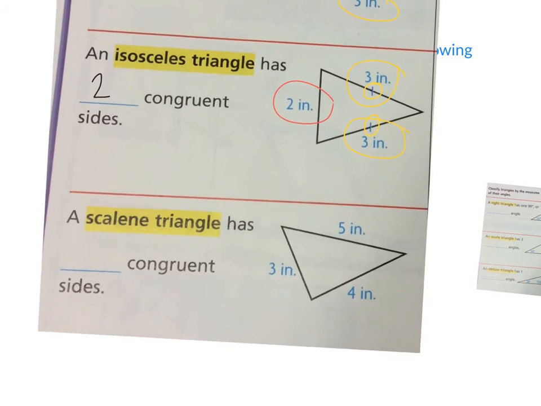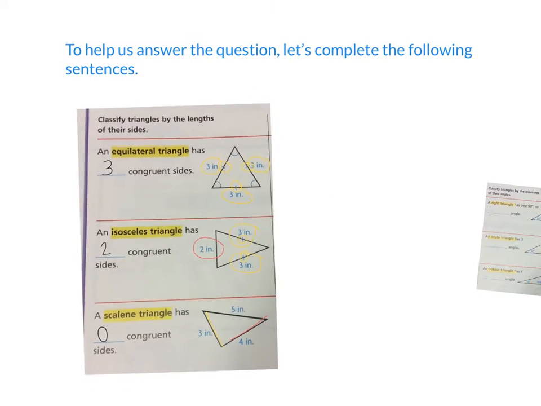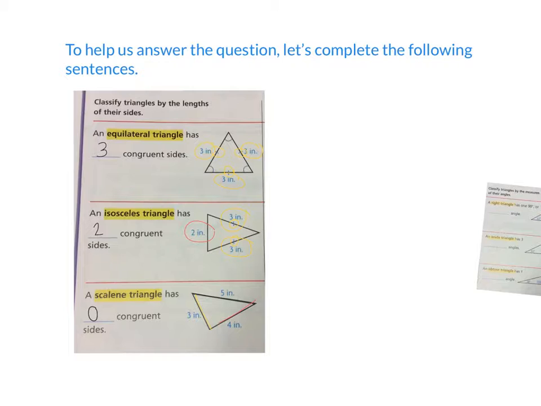Let's take a look at this last triangle down here. We have one side that's 5 inches, one side that's 4 inches, and one side that's 3 inches long. Are any sides congruent? No. Are there any markings there that show that there's any congruency? No. So a scalene triangle has 0 congruent sides. So keep in mind that these 3 terms that we just talked about on the left-hand side, they deal with the side lengths. Did we worry about the angles at all?